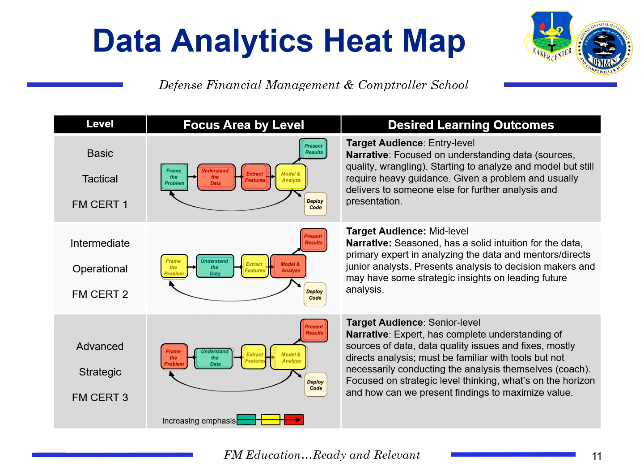For the different levels of FM certification, there are different things that are focused on within the data science roadmap. Level 1 focuses more on the data itself and the features. Level 2 goes towards modeling and analyzing, as well as presenting the results. While level 3 is going to be more focused on framing the problem and then presenting the results.